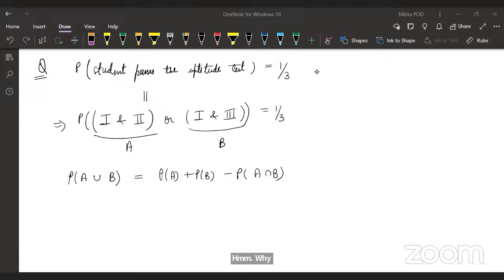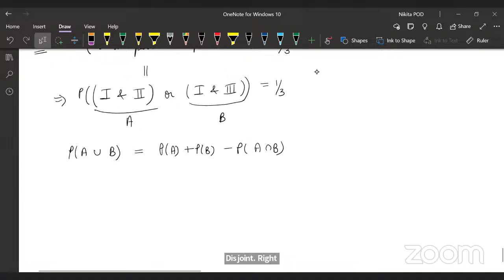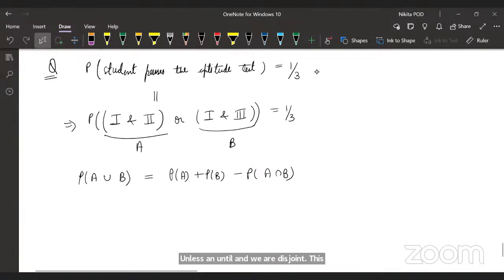Is it something to do with dependent or independent events, or any other case? When do we do this? Whenever you find the union, you always subtract the intersection, unless and until A and B are disjoint. But in this case, A and B are not disjoint, right?